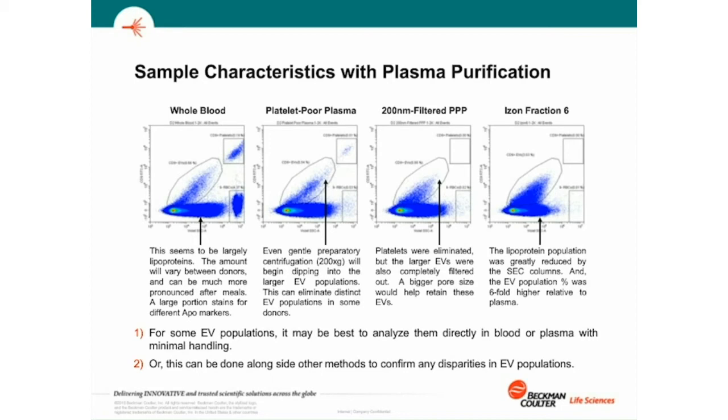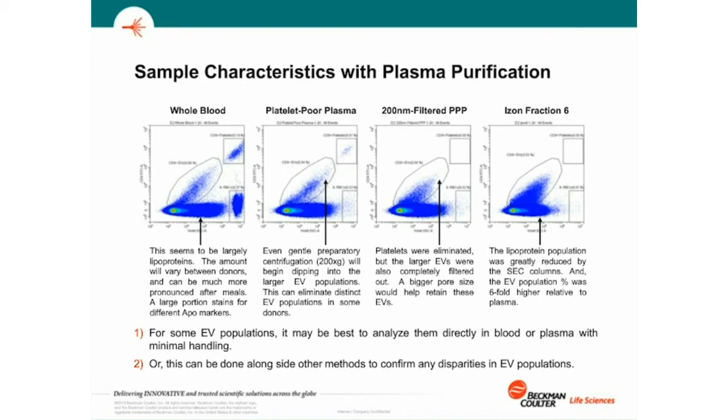The lipoproteins are multifold higher in proportion than RBCs. And in fact, these stain with a variety of APO markers, but I can account for maybe 15 or 20%. I'm assuming there are additional APO markers that may label that have not been tested. This population can vary between donors pretty dramatically, especially after someone eats. When they eat, they have a lot of lipoproteins.